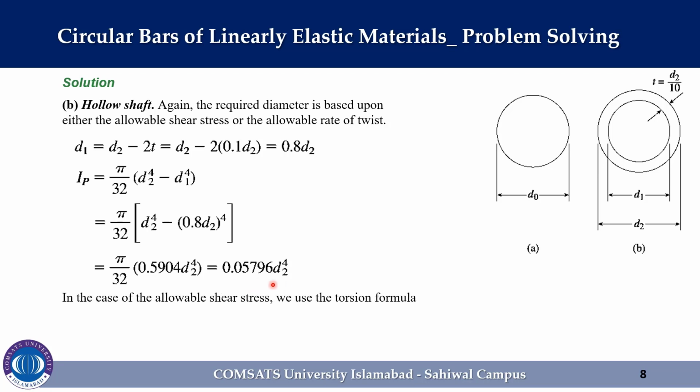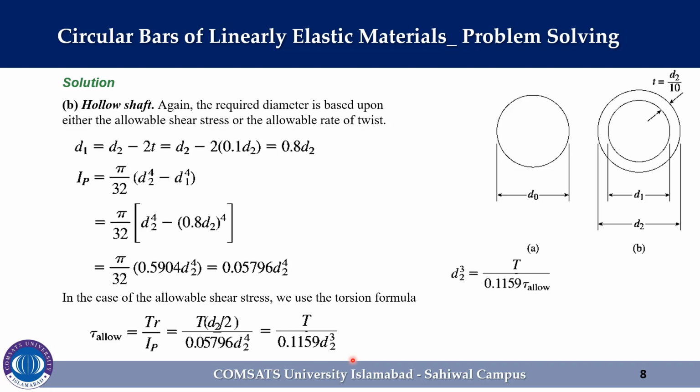However, in the case of allowable shear stress, we use the torsion formula that applies on circular tubes as follows. Tau a is equal to Tr over Ip. Replace r with d2 over 2 and Ip with 0.05796 d2 power 4 as expressed in the previous equation. So the equation becomes T over 0.1159 d2 cube. And rearranging we get d2 cube is equal to T over 0.1159 tau a.